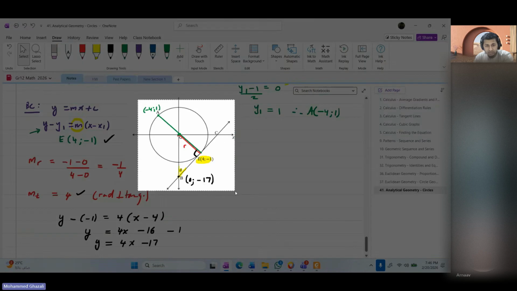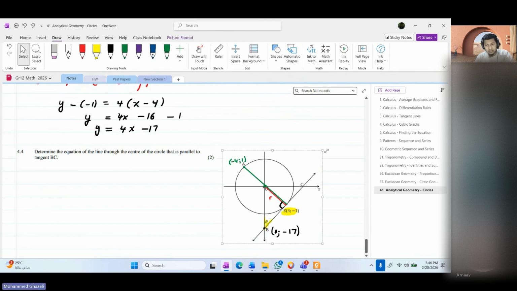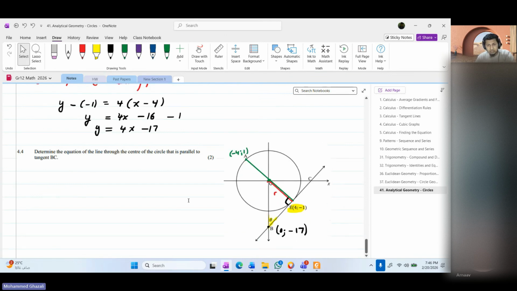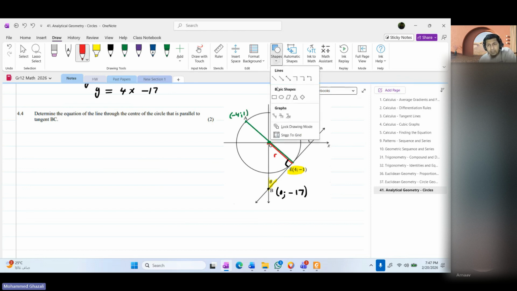I want all this information here, because as you fill in information, we need to continue with this. You can't miss this diagram. So far, we have this diagram here. Now let's work with it and answer this question: determine the equation of the line through the center of the circle that is parallel to tangent BC. Very simple.